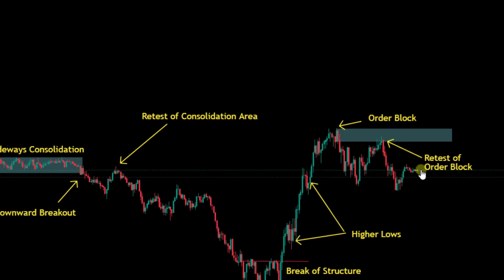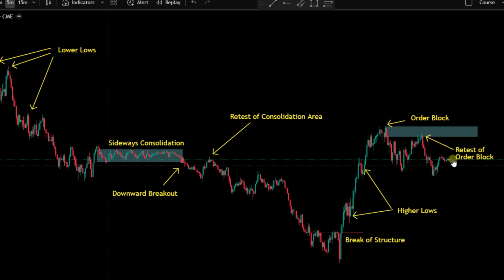But that is market structure, and it is extremely important to be able to look at the chart and identify what state the market is in. In other words, what is price action doing at this particular time? So if you're looking at this section of the chart and none of this to the right has happened yet, you would see that the market is in a sideways consolidation, and it's going to break out either to the upside or to the downside. And in this case, it broke to the downside, retested the consolidation area, and then continued on.